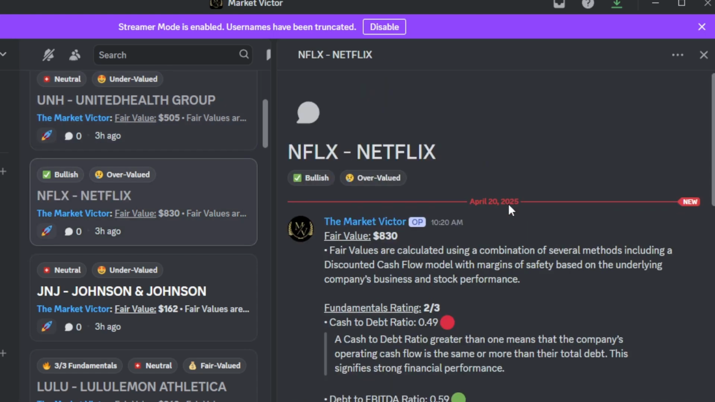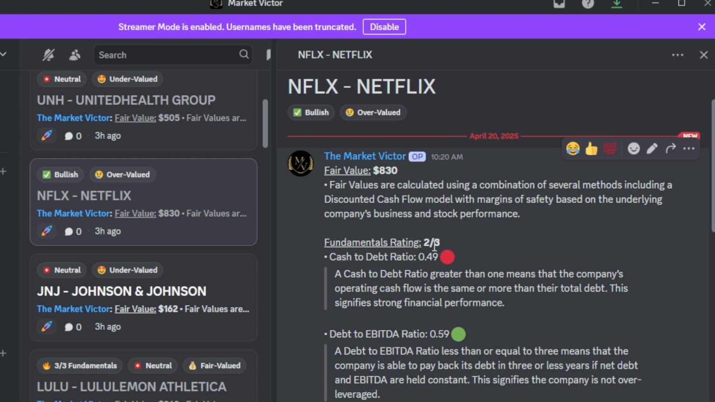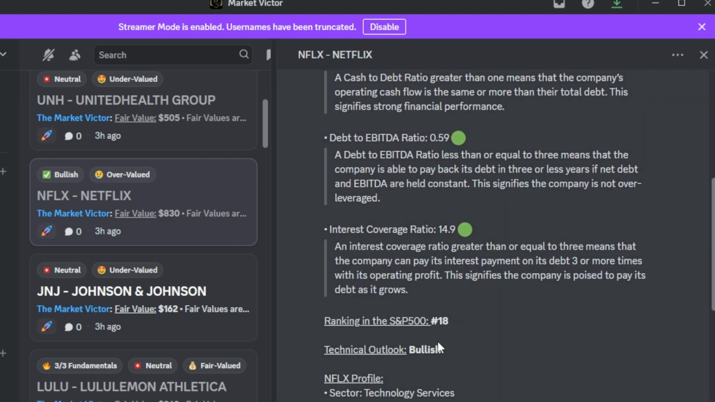Netflix also reported earnings this week. Now they have a fair valuation of $803 per share, which still keeps it overvalued. However, it's bullish. It's bullish while the market has been down, so keep that in mind. It's a very strong stock. It has a good balance sheet with a 2 out of 3 fundamentals rating, and it's ranked highly as well in the S&P 500 at number 18.